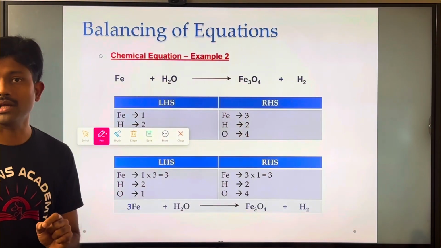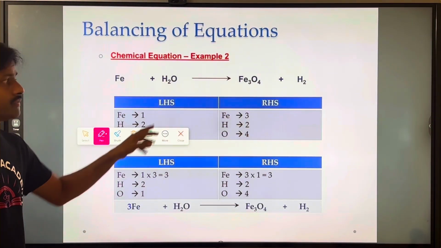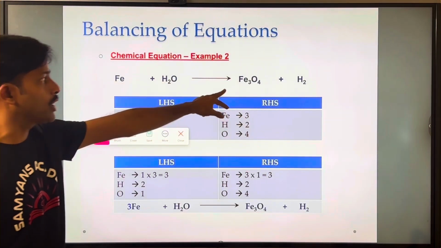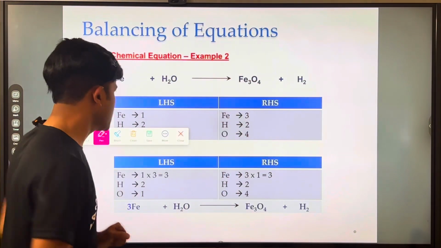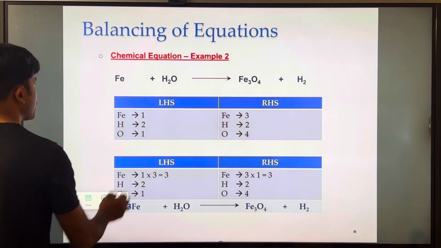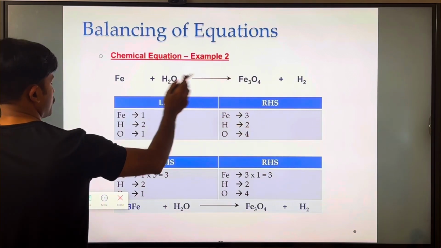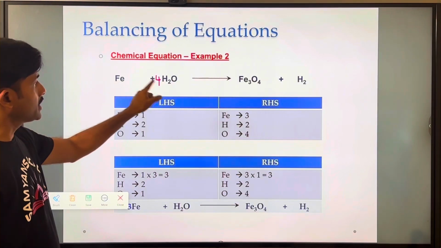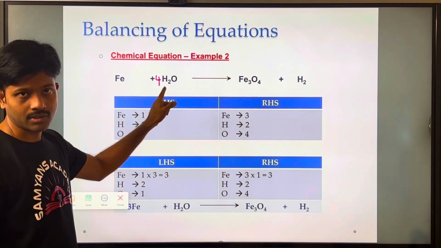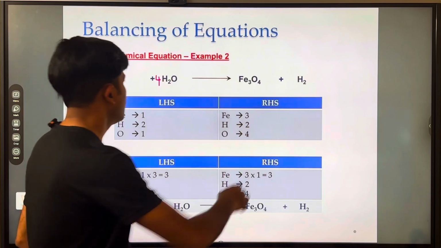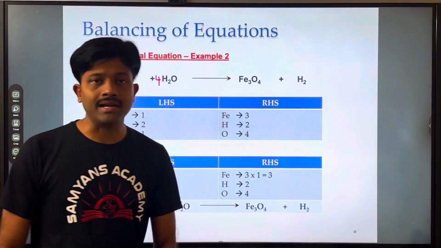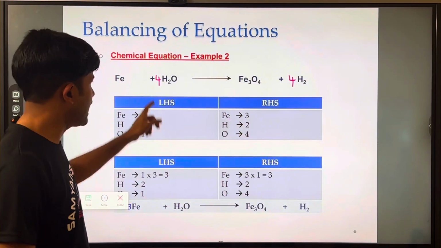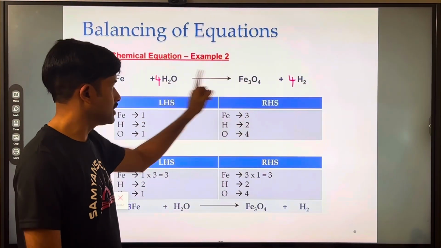For balancing the equation, first observe which element is in the maximum number. Oxygen is the maximum, with 4 oxygen atoms. First balance the oxygen atoms: keep a 4 beside the water molecule. Now compare the hydrogen atoms. We have 8 hydrogen atoms on the reactant side and only 2 on the product side. To balance the hydrogen atoms, I am keeping a coefficient 4 beside the hydrogen. Now hydrogen is balanced, both sides it is 8.